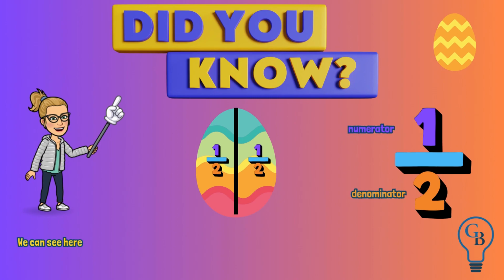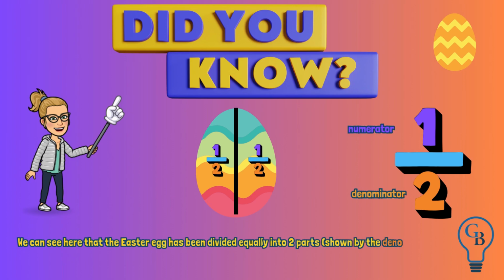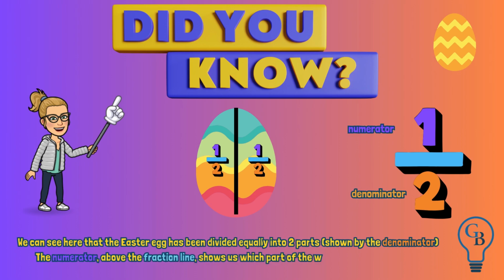We can see here that the Easter egg has been divided equally into 2 parts. And this is shown by the denominator. The numerator above the fraction line shows us which part of the whole we are referring to.